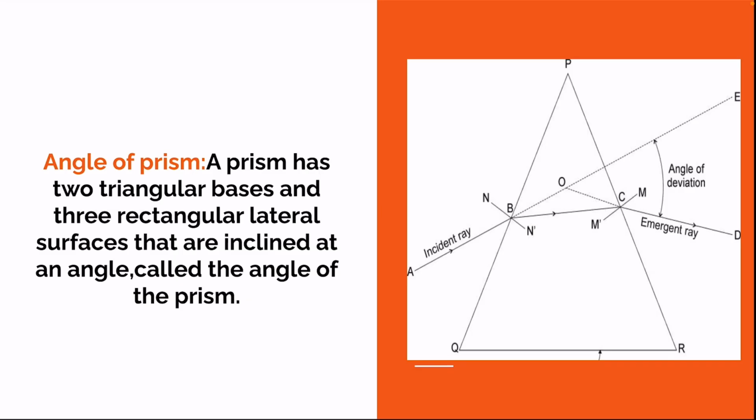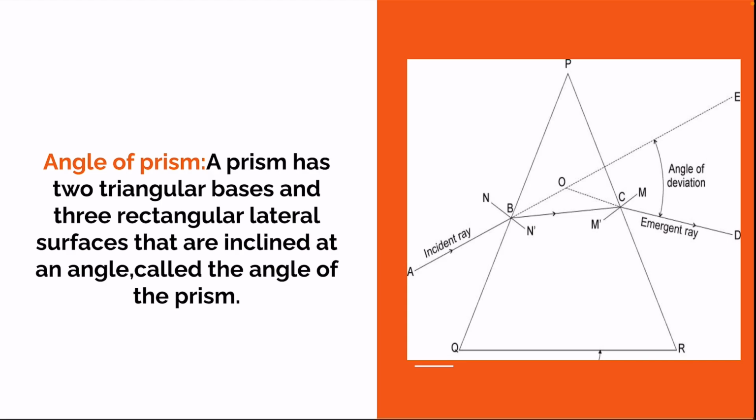What is the angle of prism? A prism has two triangular bases and three rectangular lateral surfaces that are inclined at an angle called the angle of the prism. And let's talk about this figure, and let's see.